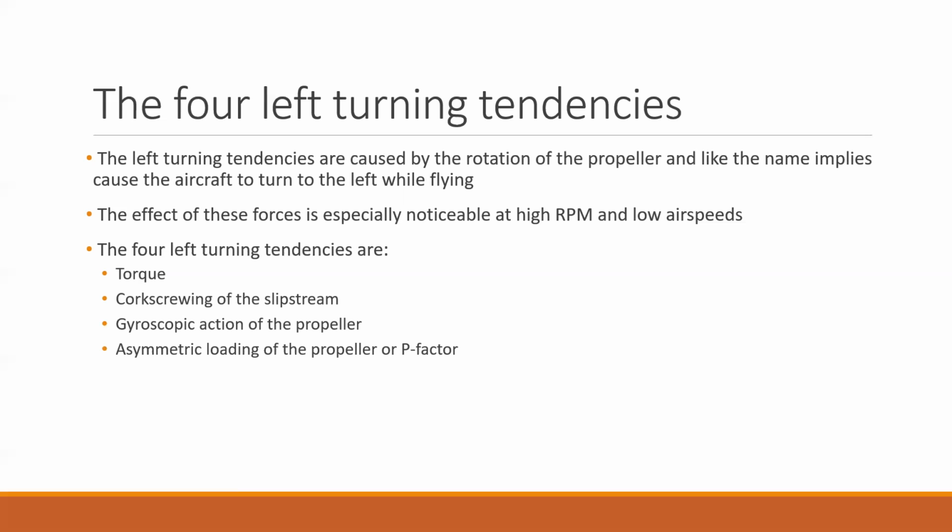The four left turning tendencies are torque, the corkscrewing of the slipstream, gyroscopic action of the propeller, and then we're going to have what we call P factor, or asymmetric loading. These forces are most noticeable at high RPMs and low airspeeds. So right after takeoff, when you have the throttle set all the way up against the wall, and when you're really slow still.